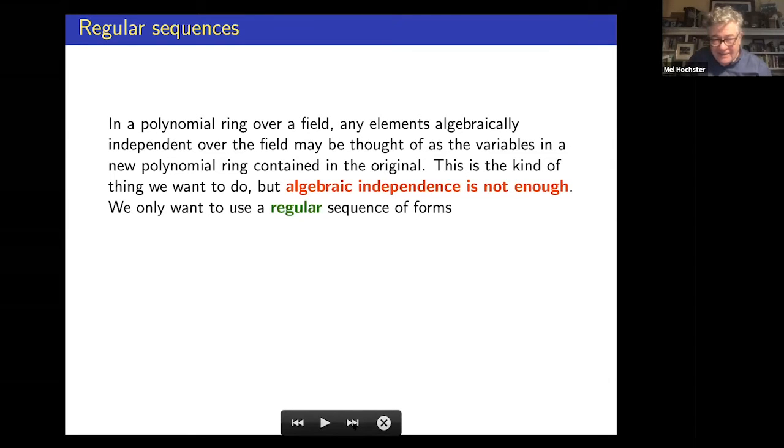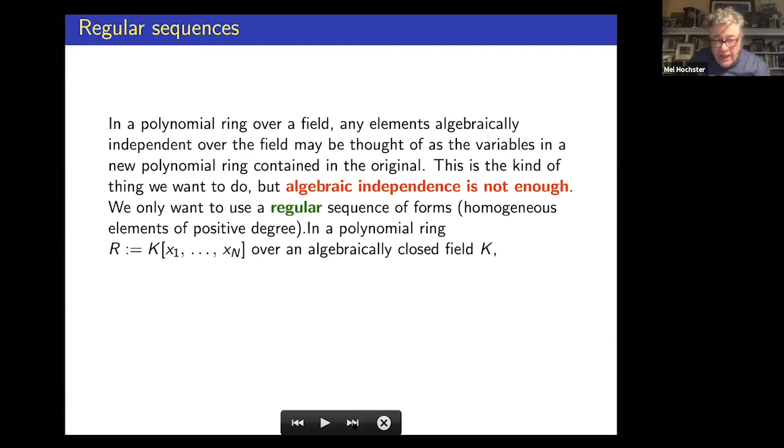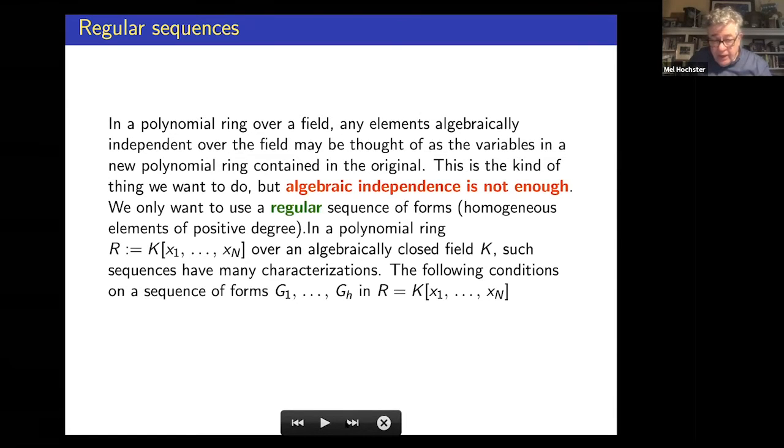So we only want to use what's called a regular sequence of forms, and they will be algebraically independent, but this regularity is a much, much stronger condition. So these are going to be homogeneous elements of positive degree. And in a polynomial ring over an algebraically closed field, they have many characterizations, and I'm going to give you a bunch of them. So if we have G1 through GH in the polynomial ring, these are homogeneous.